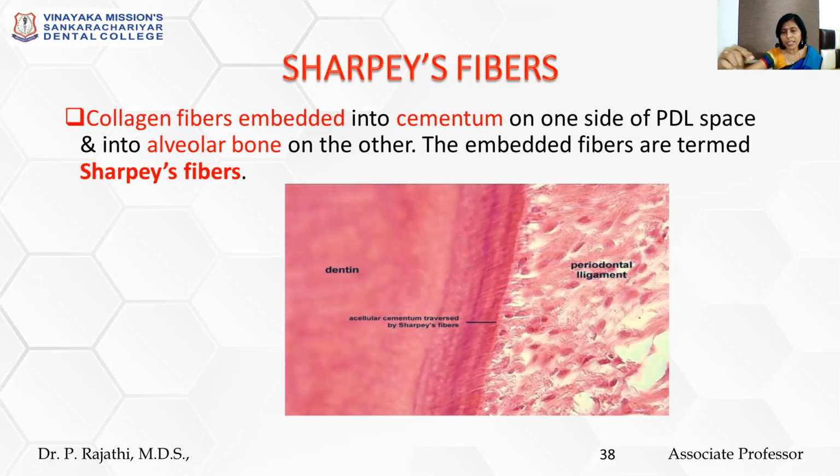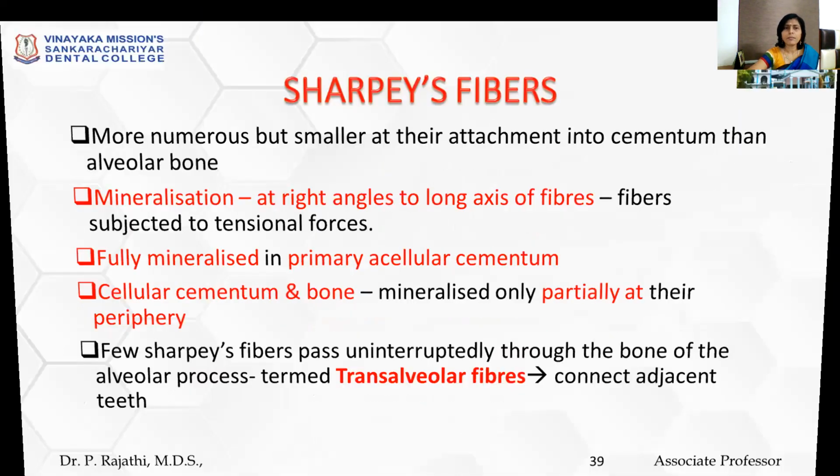So these periodontal ligament fibers are going to get inserted into the cellular cementum. You can appreciate the fibers over there. Once it has entered into the cementum, you call it Sharpey's fibers. So the collagen fibers which got embedded into the cementum or into the bone are termed Sharpey's fibers. It's nothing but the terminal fiber groups of the periodontal ligament fibers.